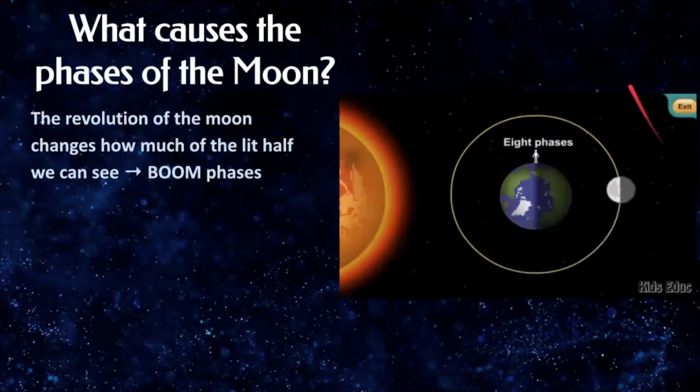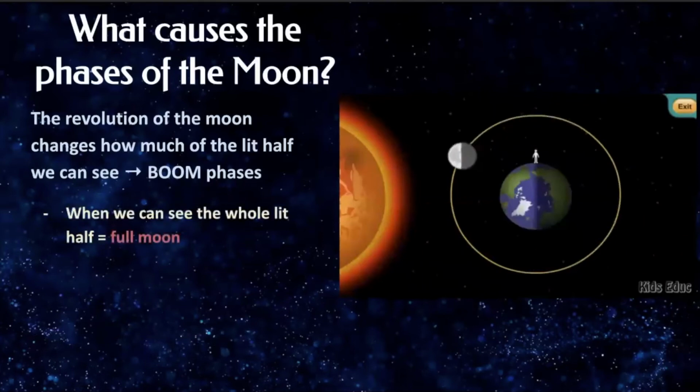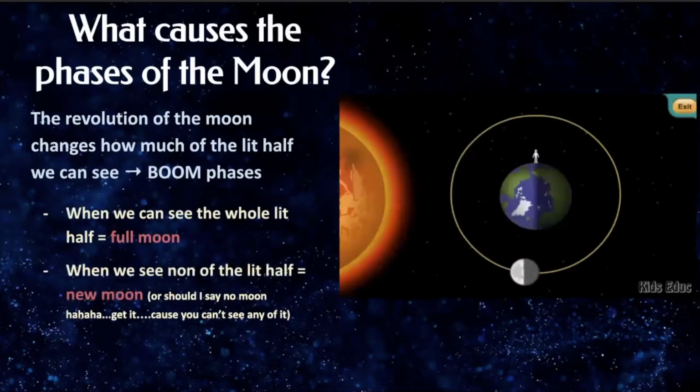Now on this back side, we can see the whole lit half for a full moon. We can see the non-lit half for a new moon. Or should I say no moon, right? Get it? New moon, no moon. You can't see the moon in a new moon phase. So the full moon phase is when it's on the far side, so the Earth is in between the sun and the moon. And that's our full moon because the full lit half is, boom, facing Earth.